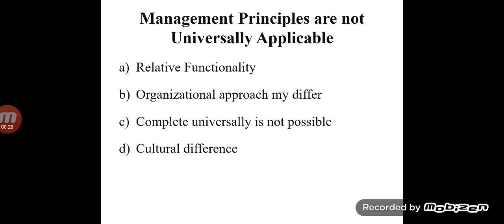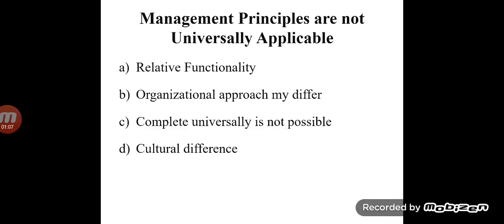Okay, the next point is management principles are not universally applicable. The meaning of it is that the principles of management are not universally applicable, because in the last lecture I explained that a few points of the principles are universally accepted, and why they are accepted, which we have discussed in the previous lecture. Now in this lecture, why the management principles are not universally applicable. There are many reasons that we can say principles of management are not universally applicable. The main four reasons are there.